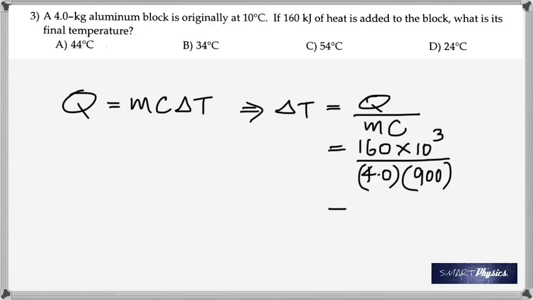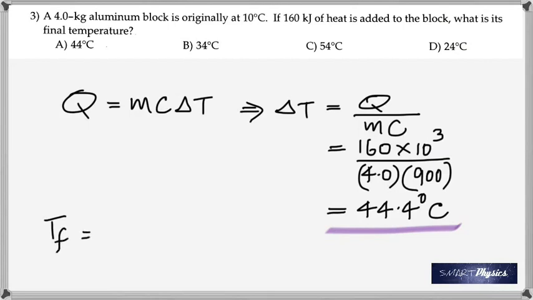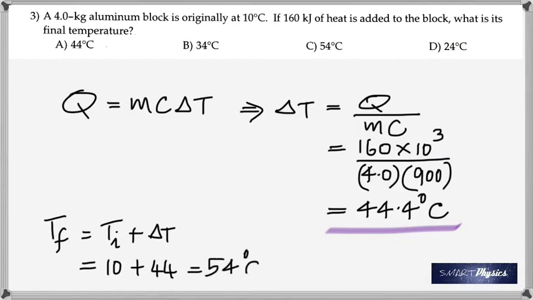Okay, you find the change in temperature substituting the Q, which is 160 kilojoules. That's why it's multiplied by 10 to the 3, to change it into joules. The mass is 4 kilograms, and specific heat will be given. It is 900 joules per kilogram. So that gives us 44.4 degrees Celsius. But the question asks, what is the final temperature? So you got to add this change to the initial to get the final. Now, since the initial was 10 degrees Celsius, the final is going to be 54 degrees Celsius.